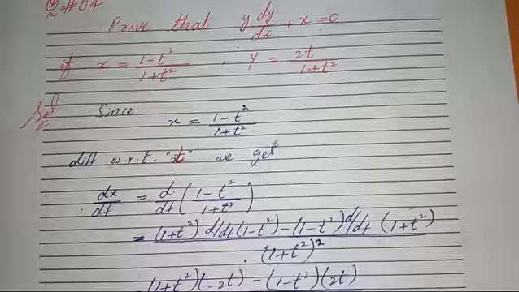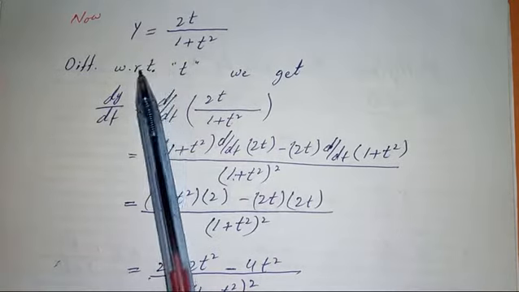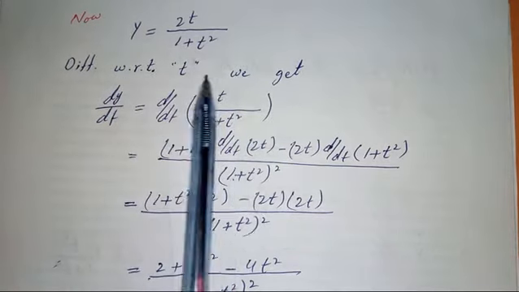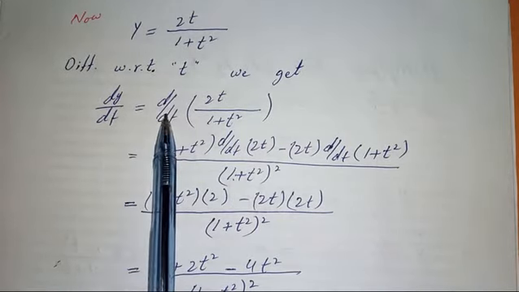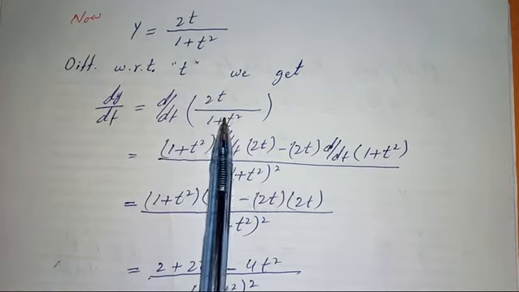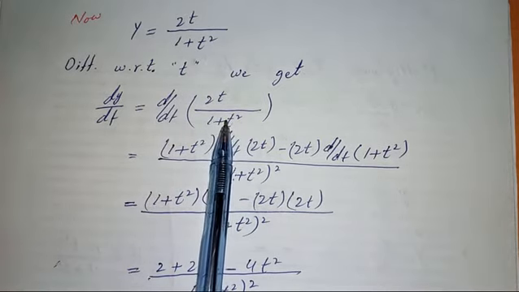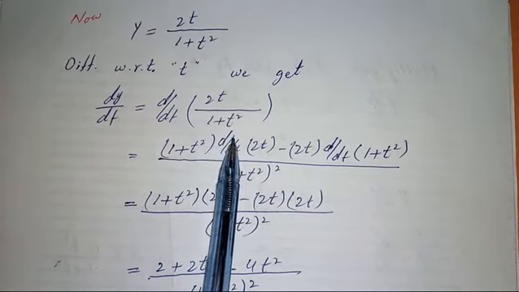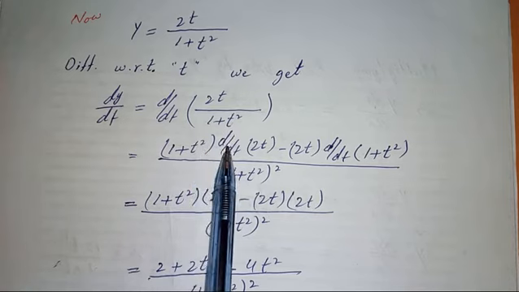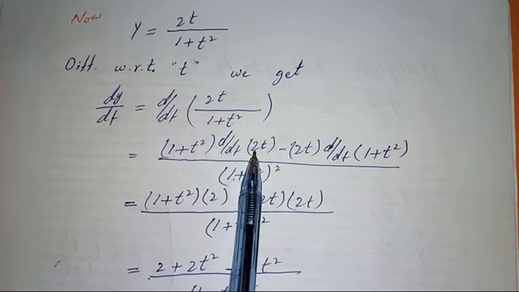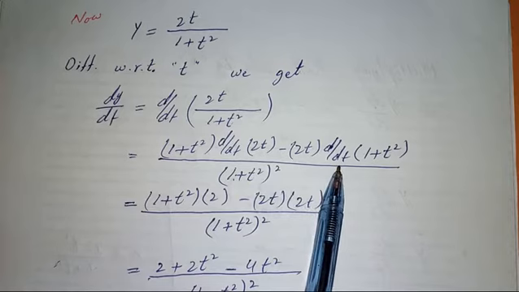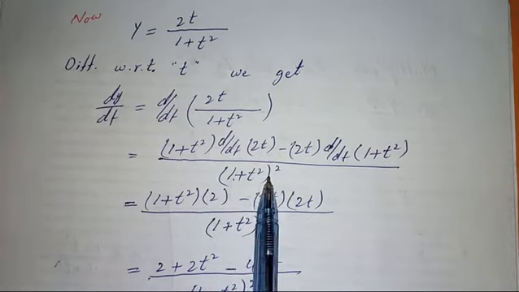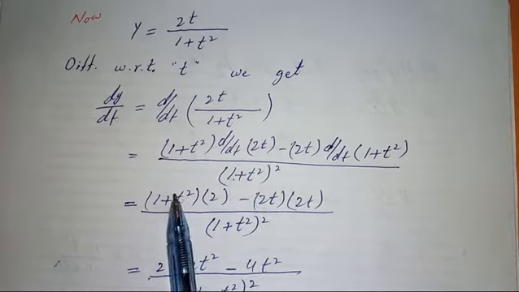So now y is equal to 2t over 1 plus t square, differentiate, we get dy over dt is equal to derivative of the right hand term 2t over 1 plus t square. Again we will apply which rule here? Power rule, product rule, quotient rule. Yes, quotient rule. 1 plus t square times derivative of numerator term minus 2t times derivative of denominator term, and all these terms are divided by square of the denominator term, right?